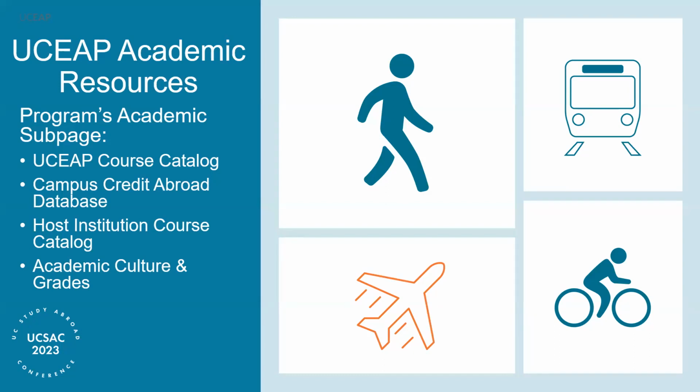Although UCEAP students are advised that academic advisors may only be able to provide preliminary approval for a course to count as major credit prior to the start of the program, and that a final course syllabus and other documentation are needed to determine course articulations, these resources can still assist students and advisors as they consider program options. So let's take a closer look at each resource.